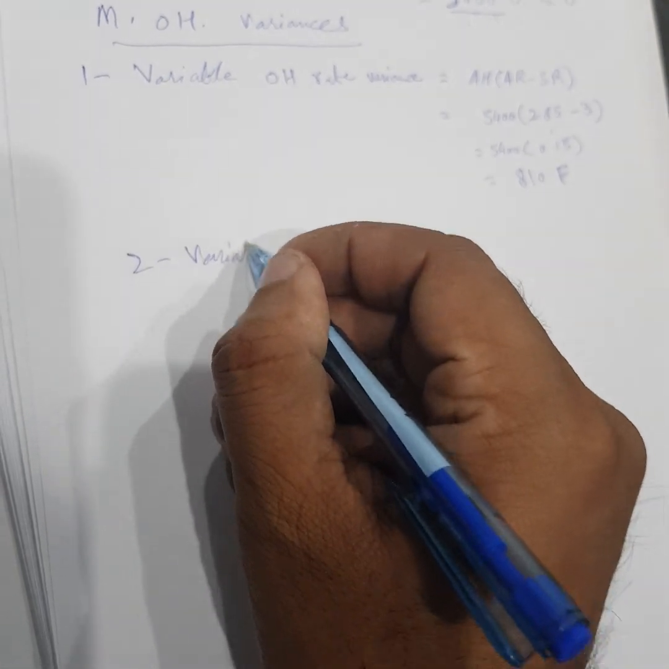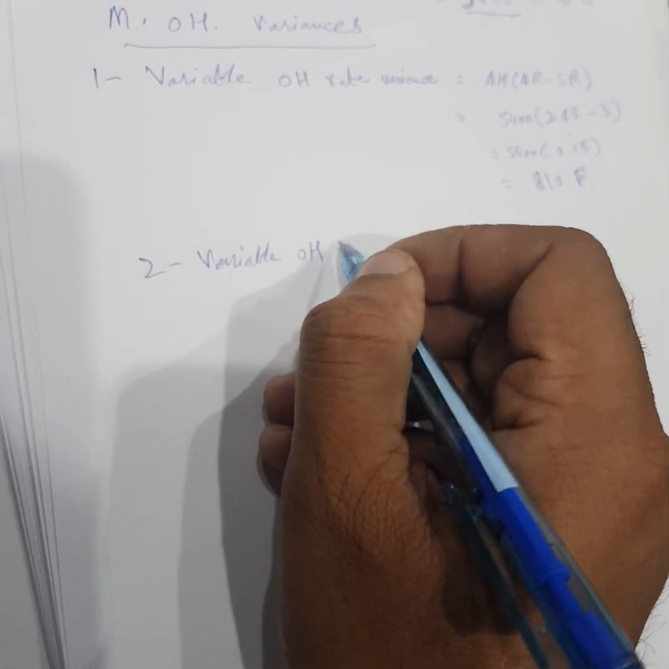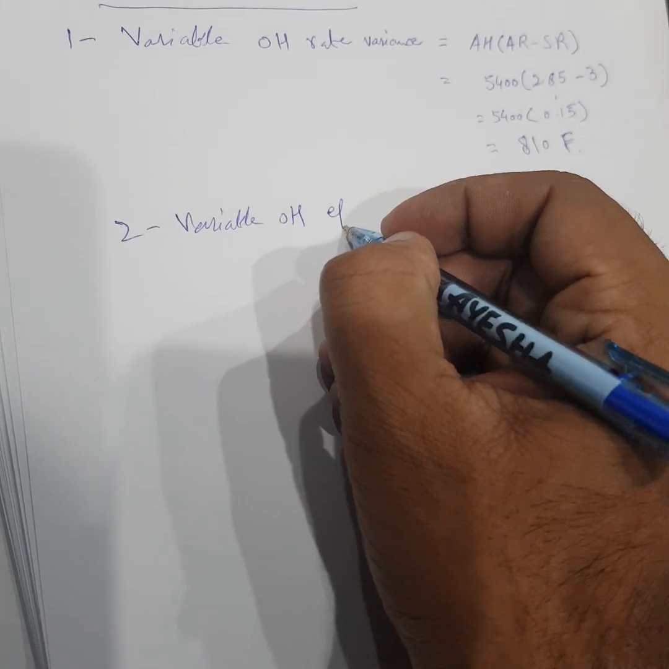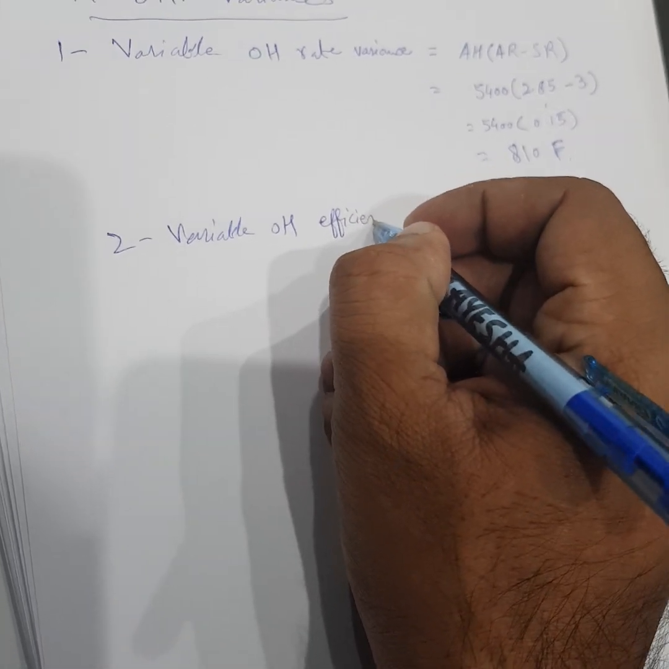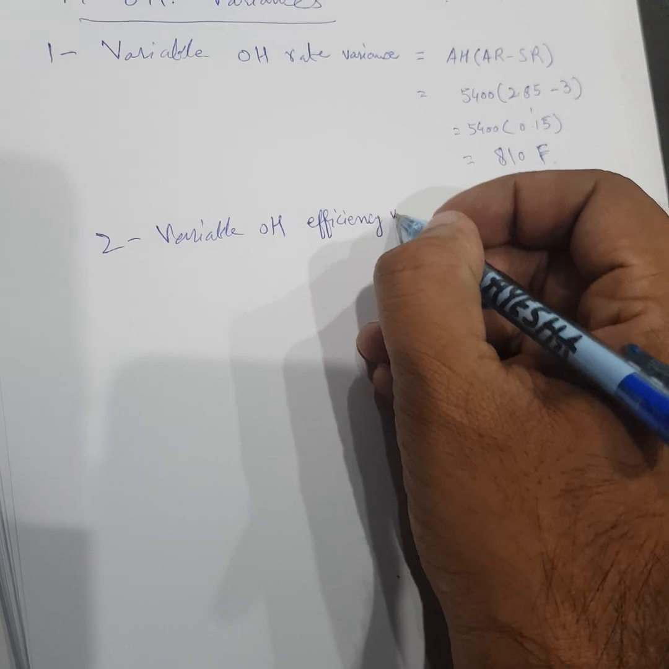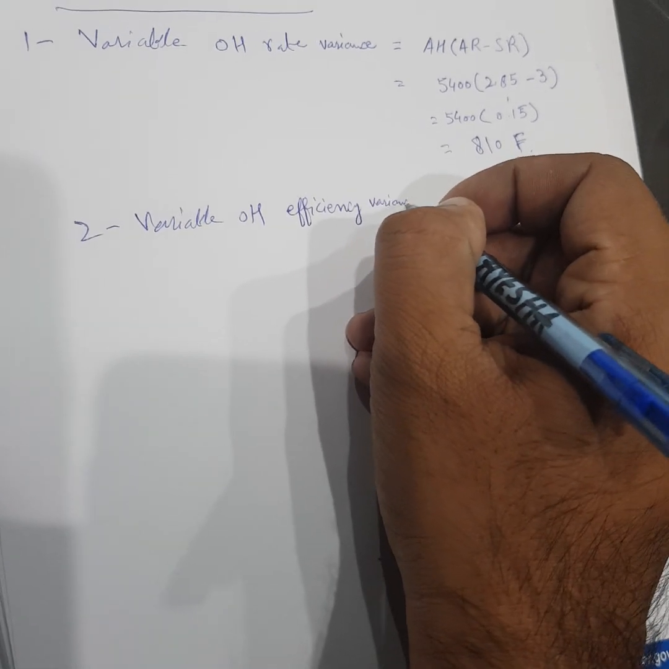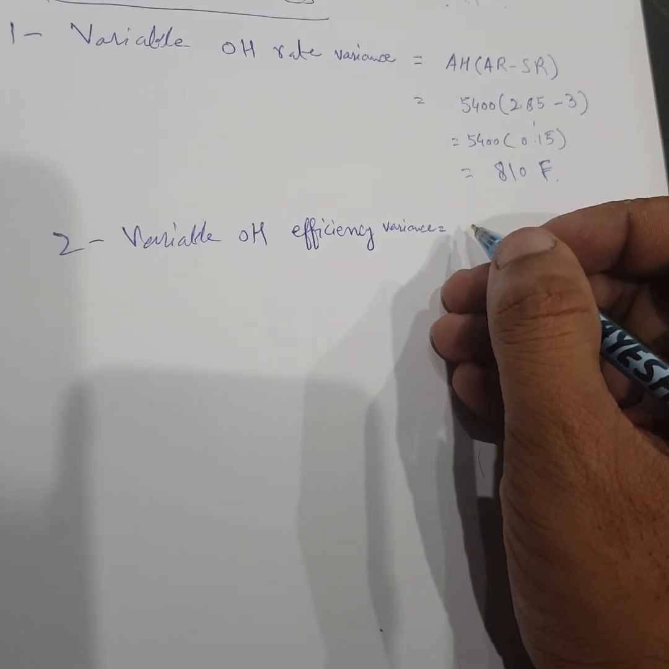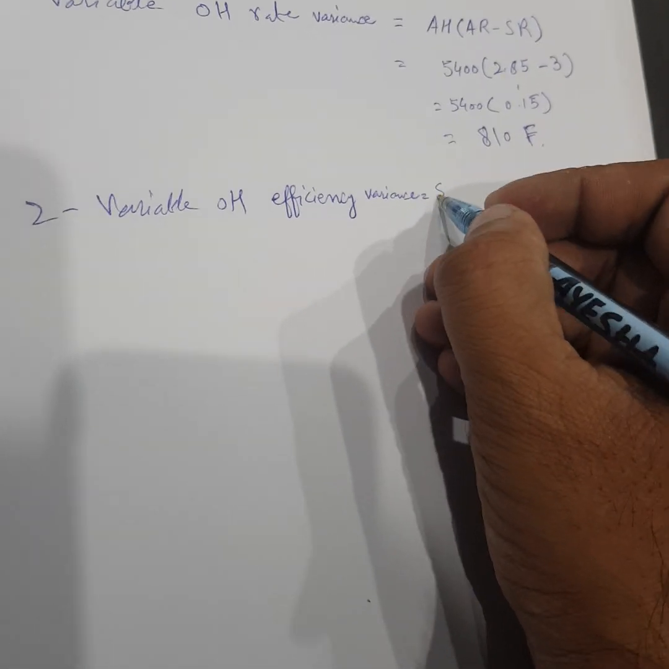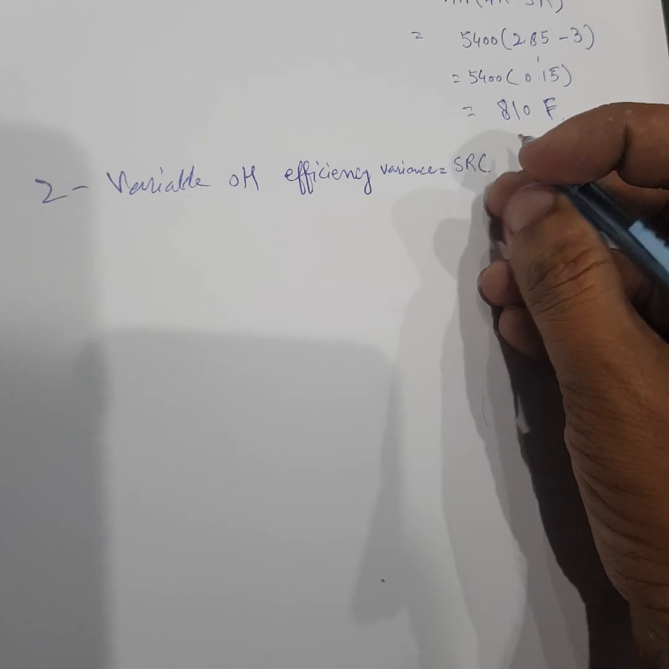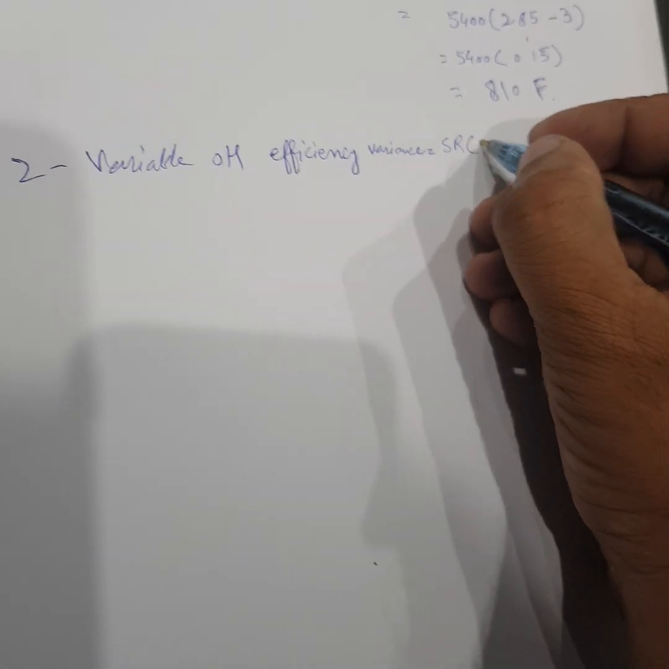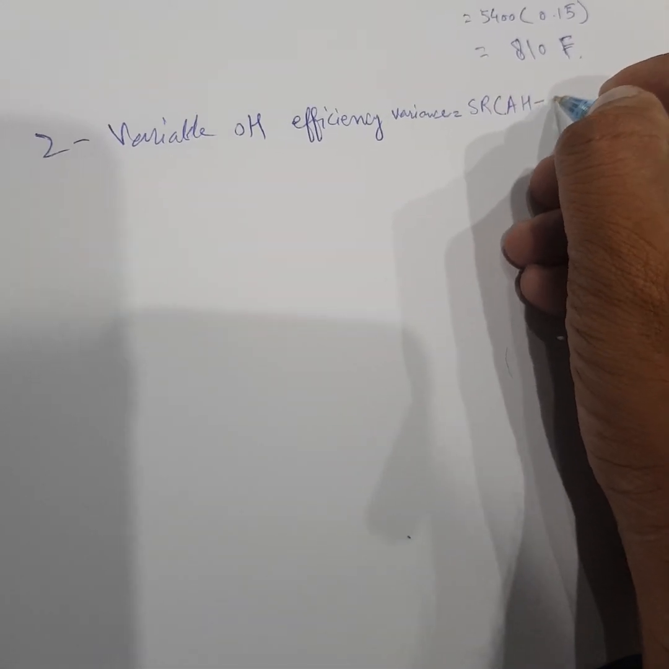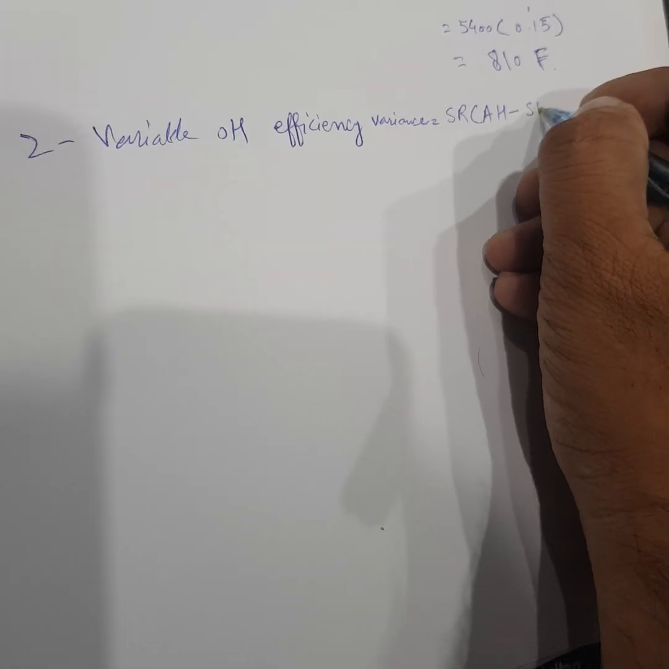The second method to evaluate the manufacturing overhead variance is variable overhead efficiency variance. That is equal to standard rate into actual hours minus standard hours.